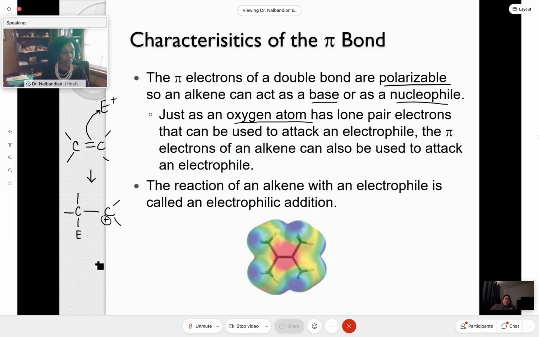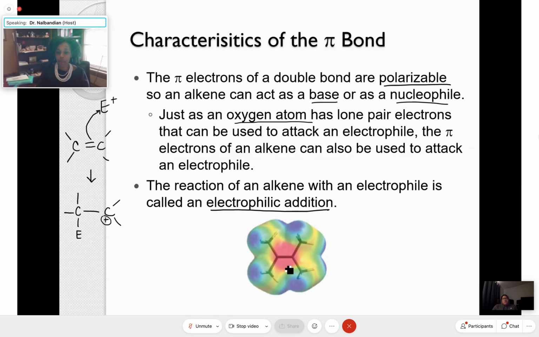So we have our arrow from the middle of the carbon-carbon double bond to the electrophile. We add the electrophile to one of the atoms of the double bond. And so then the other atom ends up with a positive charge. This is called an electrophilic addition. We're adding an electrophile to the double bond.